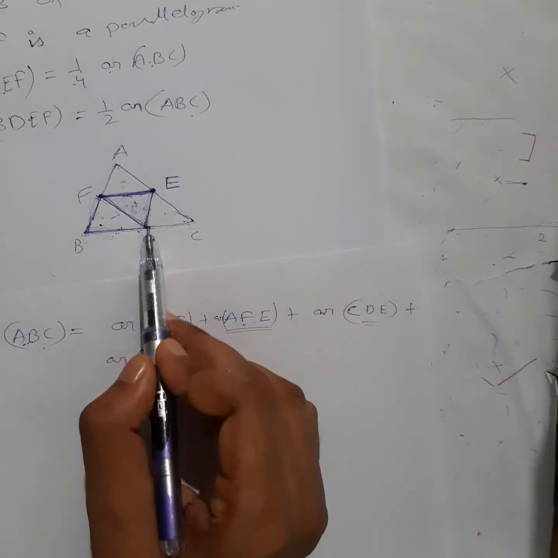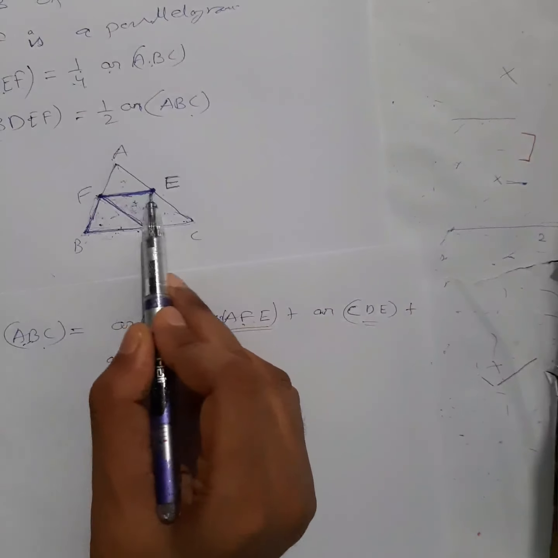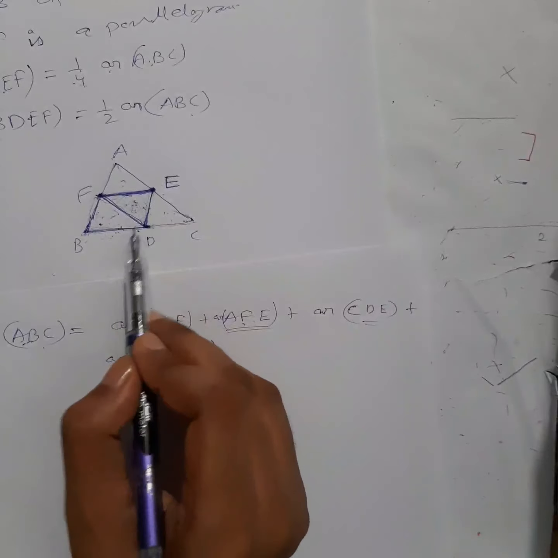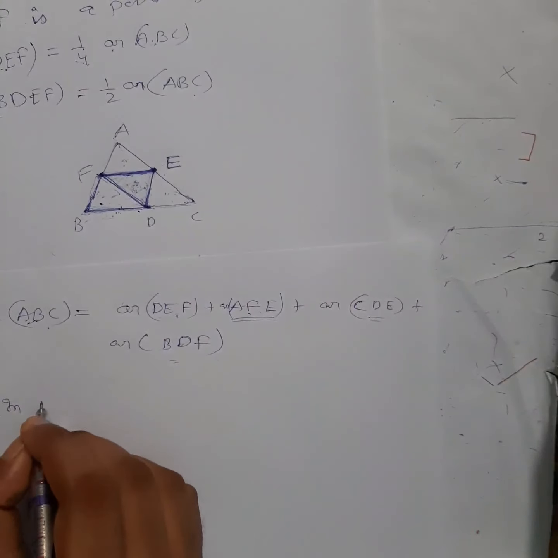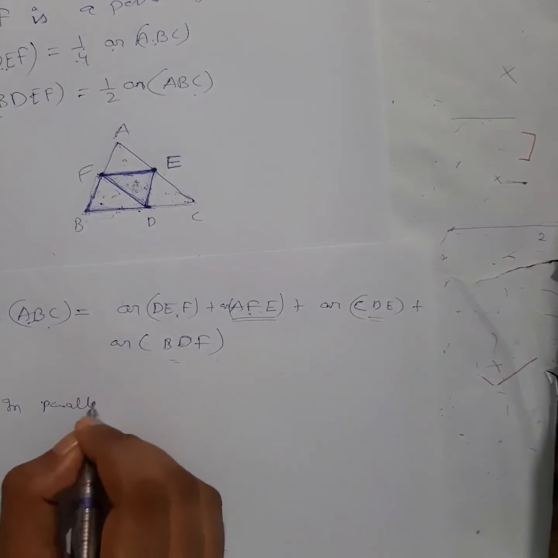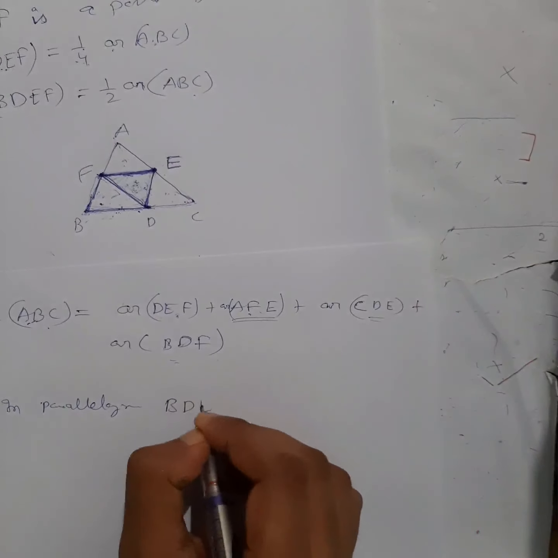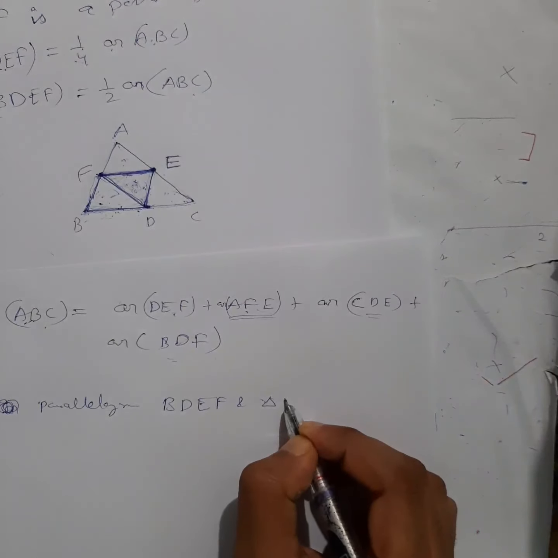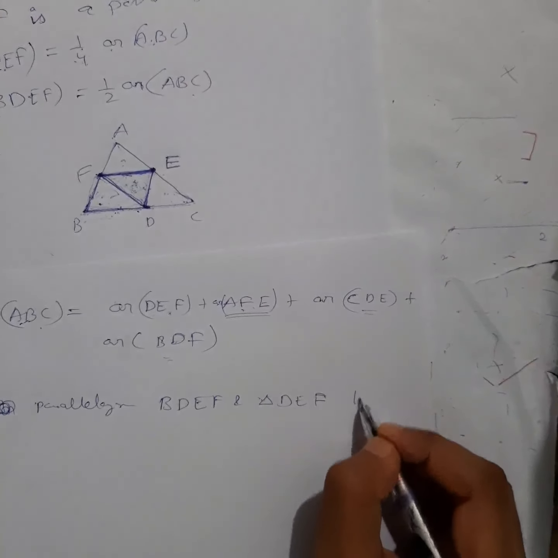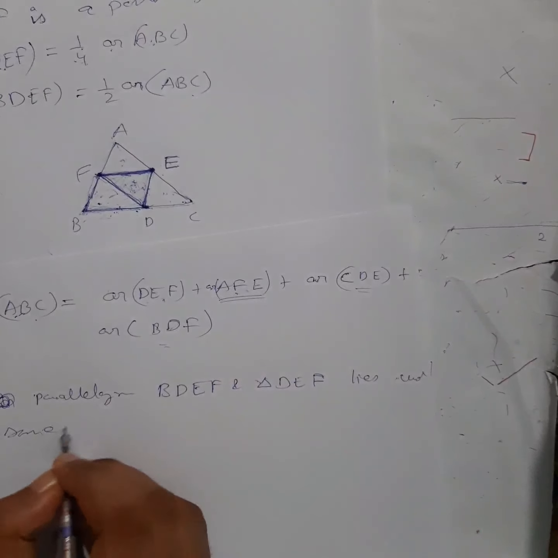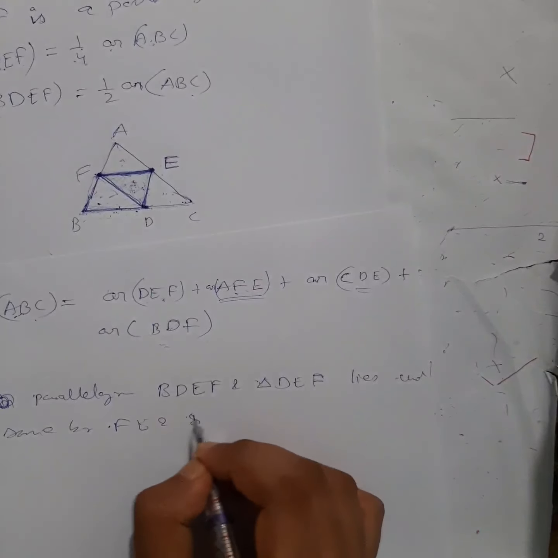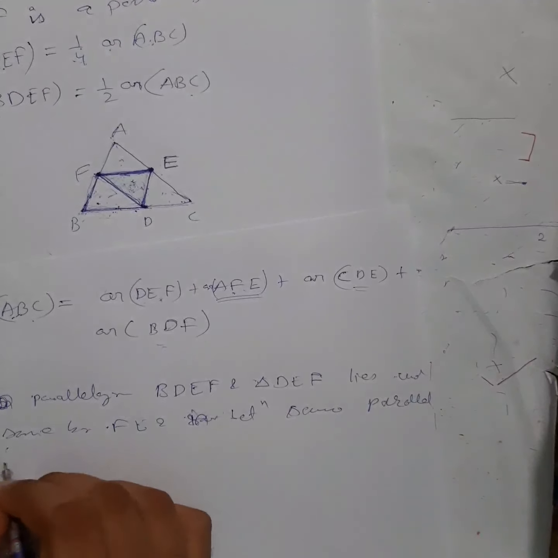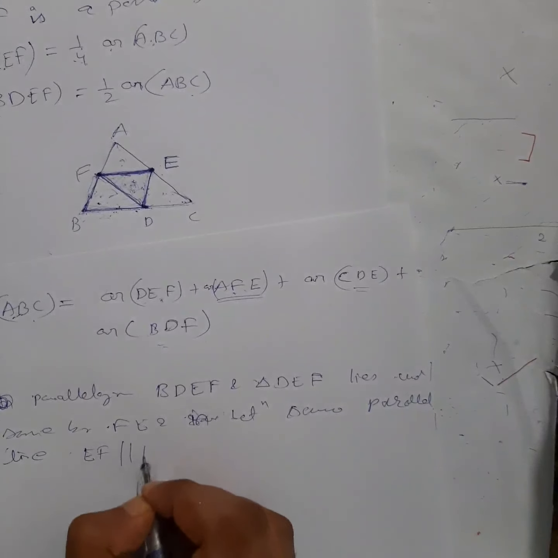Okay, now the question is how I will convert this one. For that, I told you, see here carefully: this is the parallelogram and this is a triangle which lie under this base, and both figures lie under this parallel line. So what I can say is, parallelogram BDEF and triangle DEF lie under the same base, which base? FE, and in between the same parallel lines, which ones? EF parallel to BD.